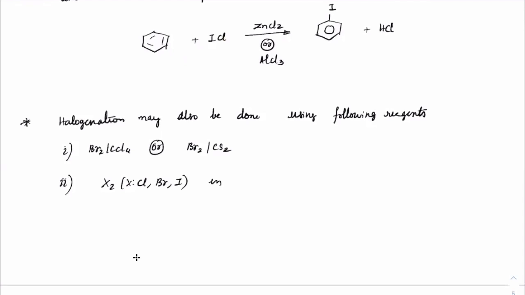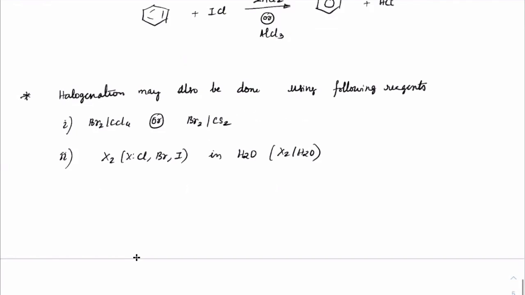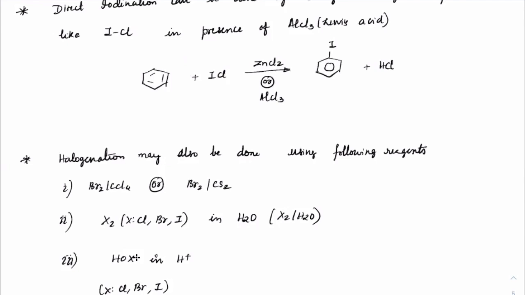X2 in water, H2O. You know that we have done this in alkenes, X2 and water. Or directly it could be given as HOX acid, HOX in H plus, in acidic conditions. So all of these conditions are favorable. Again, X here is chlorine, bromine, and iodine, favorable for halogenation. Bromine will get attached there because there is pi bond delocalization which can happen, right? So it would exhibit mostly positive charge.